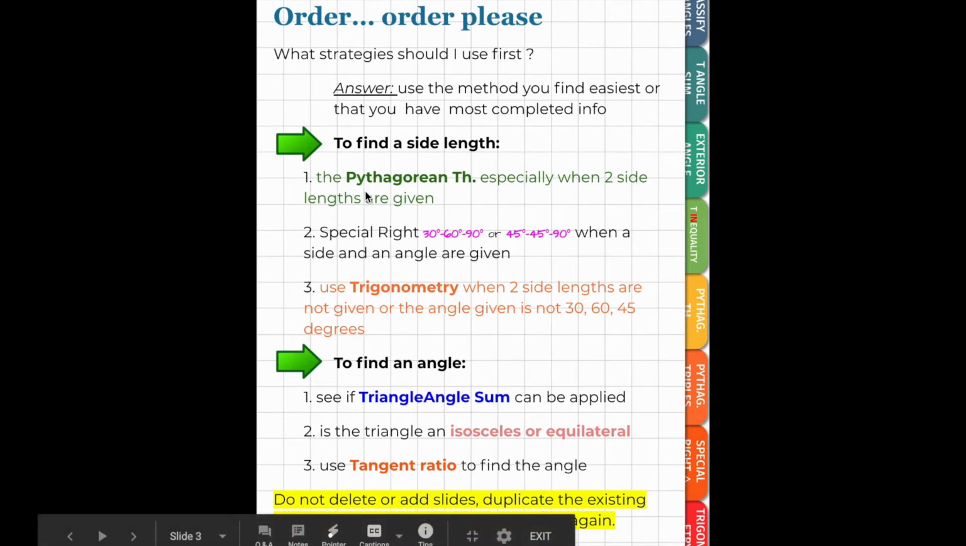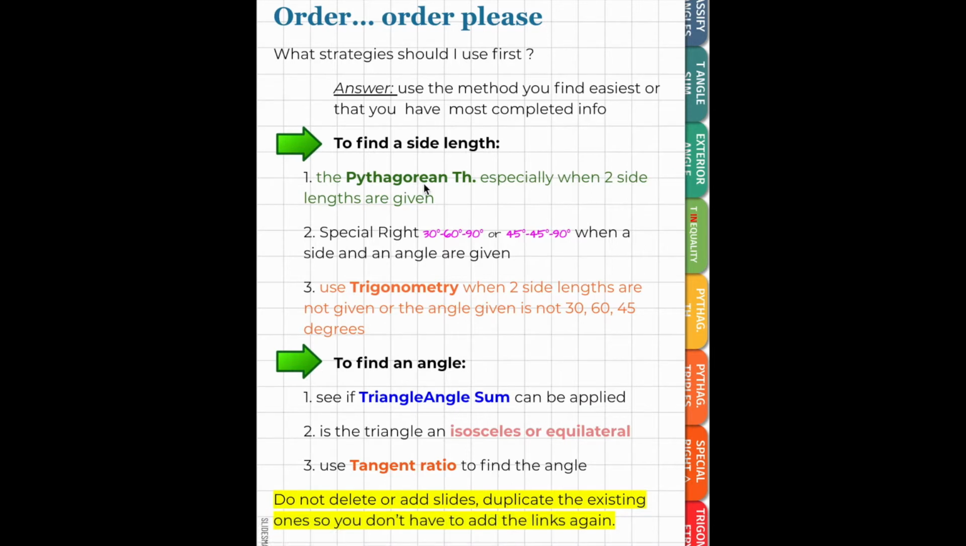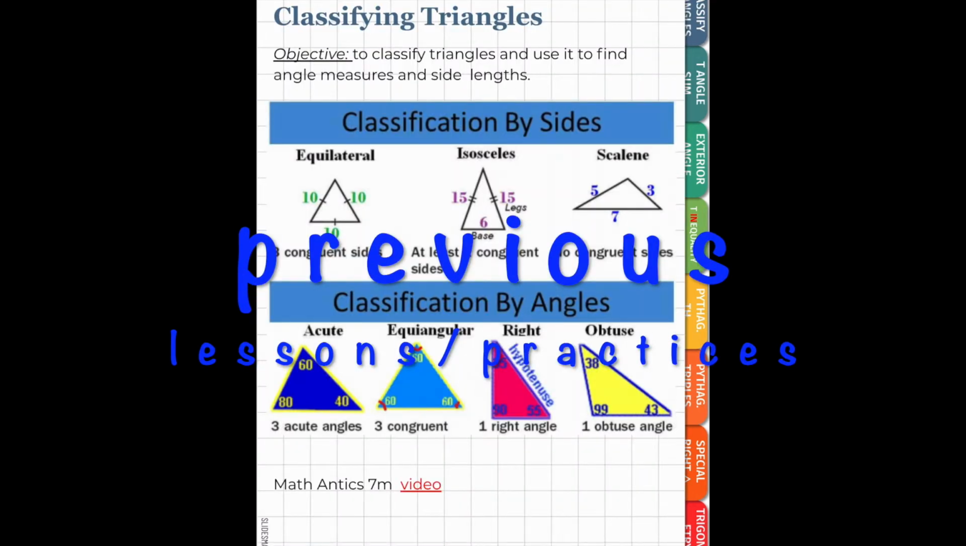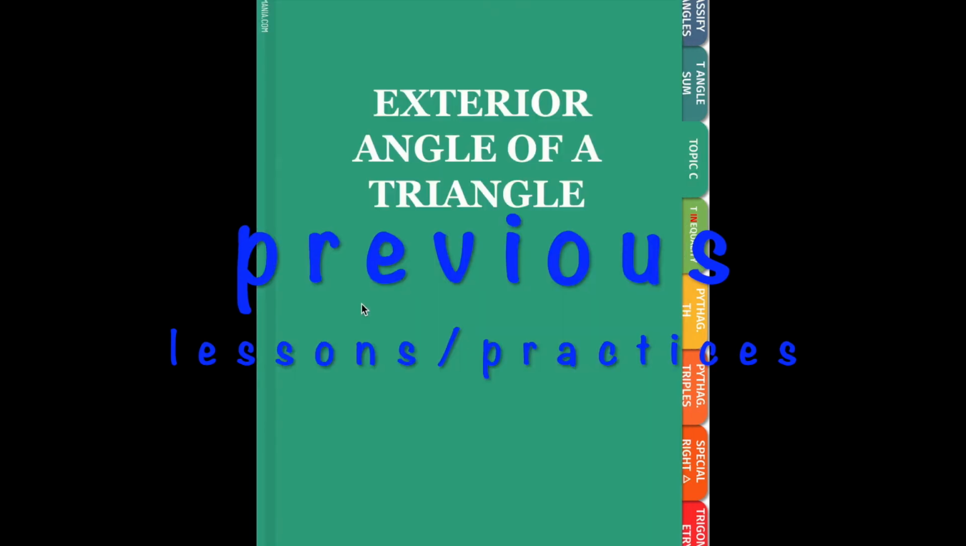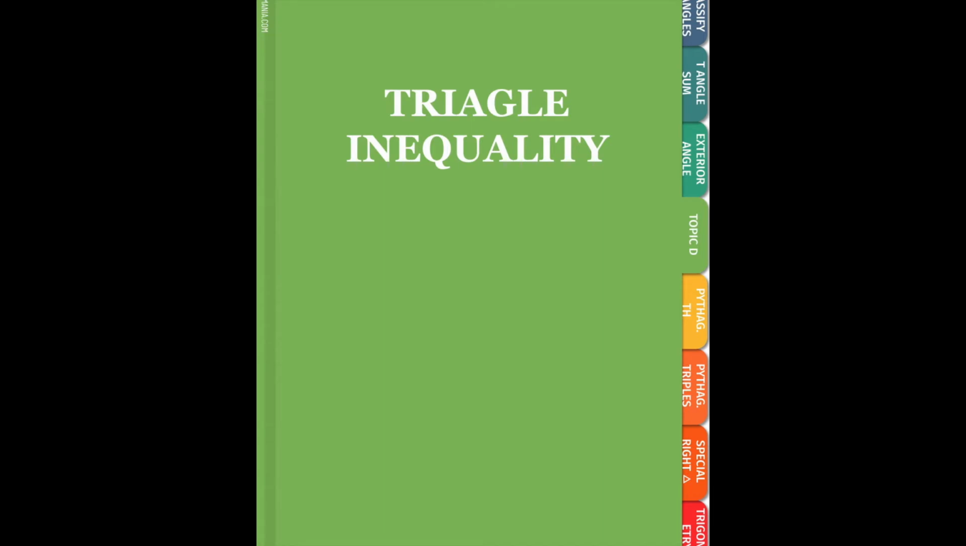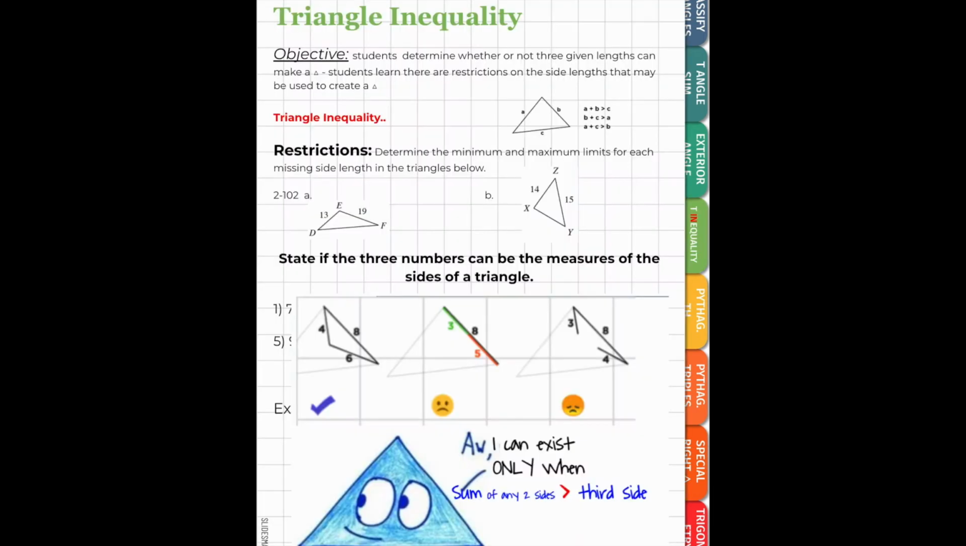In this lesson today, you are going to learn how to use the Pythagorean Theorem. Let's go ahead and start off with that one. And also related to the Pythagorean Theorem, we also have the Pythagorean triples. Triangle inequality, we went over this theorem previously, and this is where you can classify if the triangle can exist.